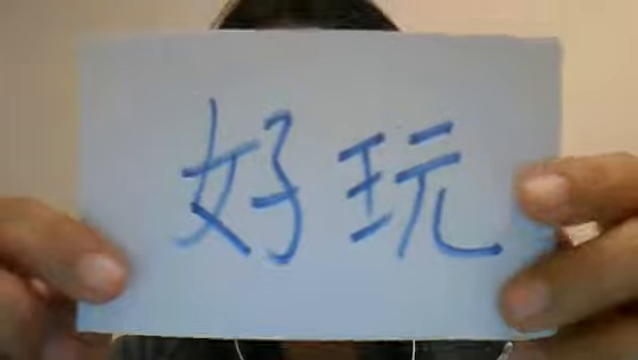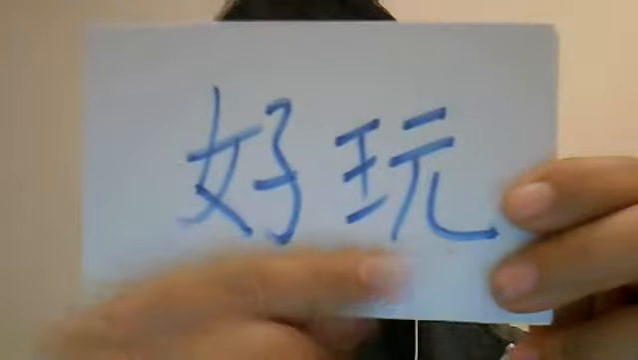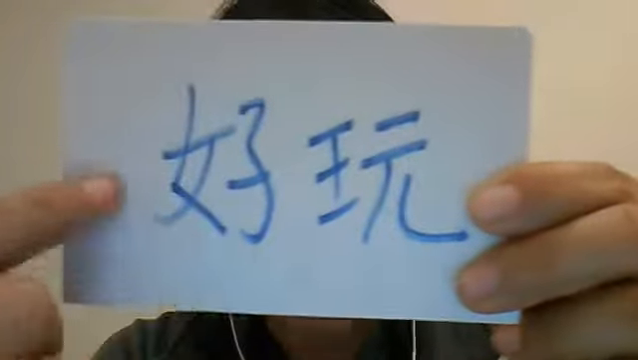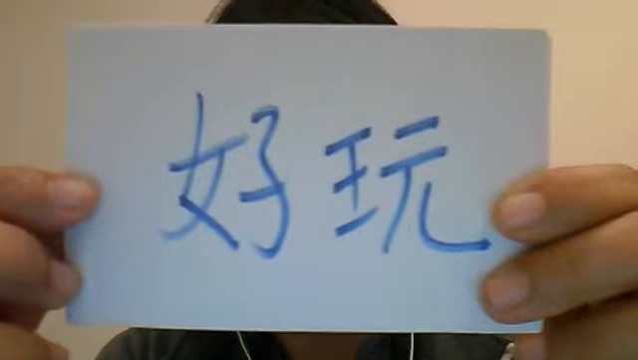The next character is wan. Wan means to play or to have fun. So in the context of having fun, you can use the word haowan. Hao means good, wan means play. Together it forms an adjective that means the same thing as fun in English. So when your kid comes back from a birthday party, you can always ask them, 好不好玩?